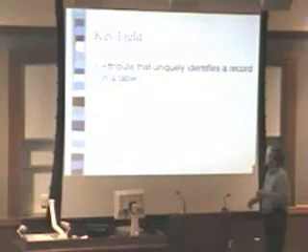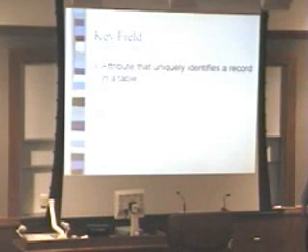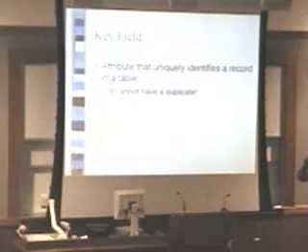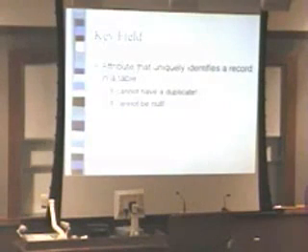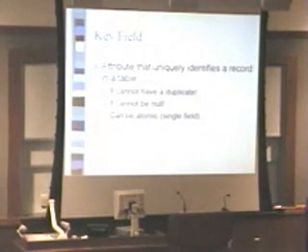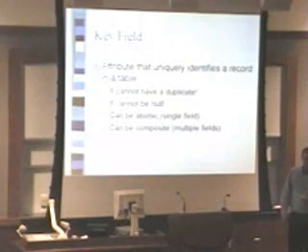Okay, first, key field. It's going to be an attribute that uniquely identifies a record in a table. It cannot have a duplicate. And in most systems, you don't really have to worry about that. When you designate a key field in a table, by default, most systems won't let you duplicate it. It also won't let you have a null field. It can either be atomic or composite.